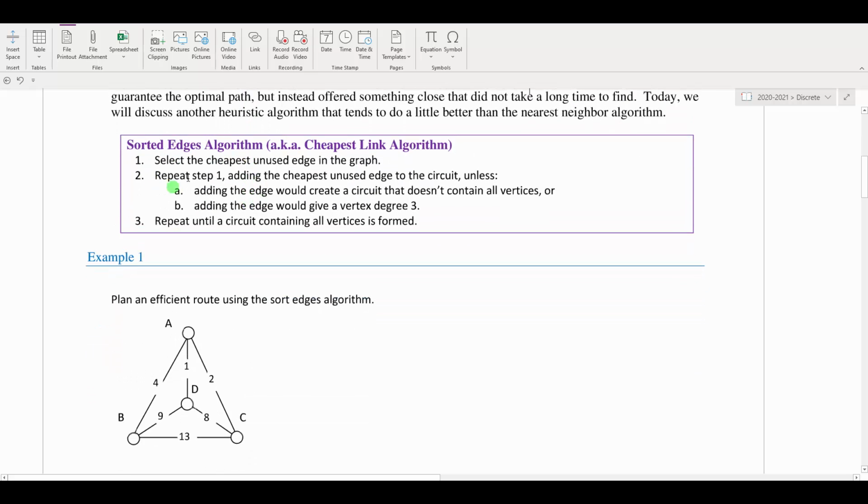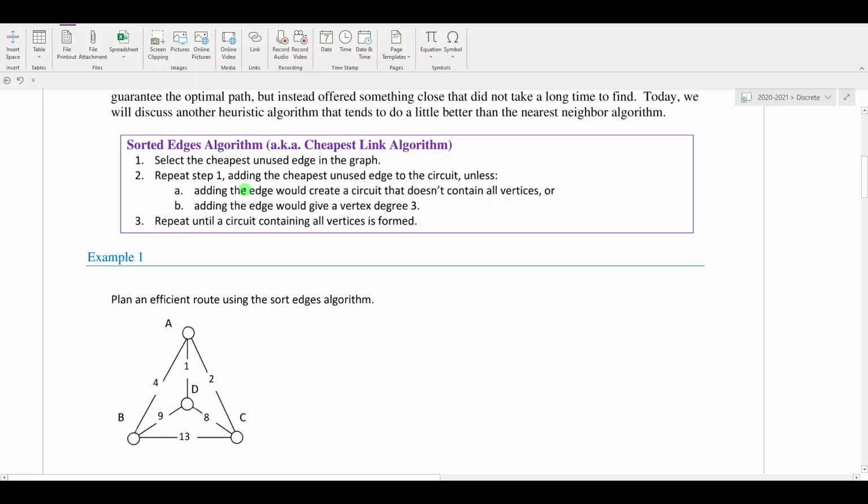Okay, so that's enough of the introduction. Here's the algorithm itself, step by step. We go into a graph, find the cheapest edge that is in the graph, and we simply add it to our circuit. It doesn't matter where you start. You're going to end up with a circuit that uses your starting point vertex anyway. So you just find the cheapest edge, highlight it, and then repeat step one, adding the next cheapest edge.